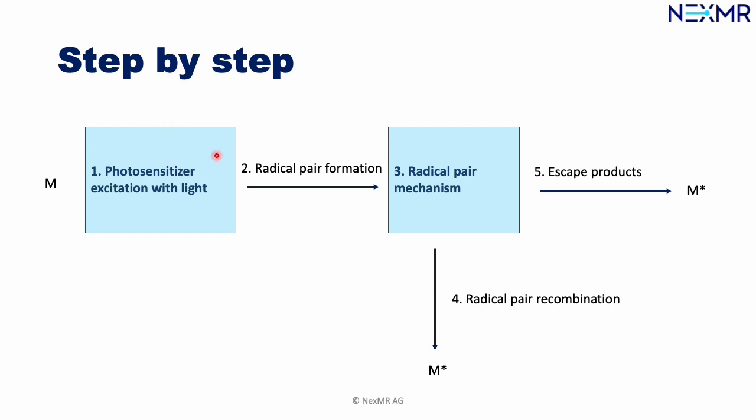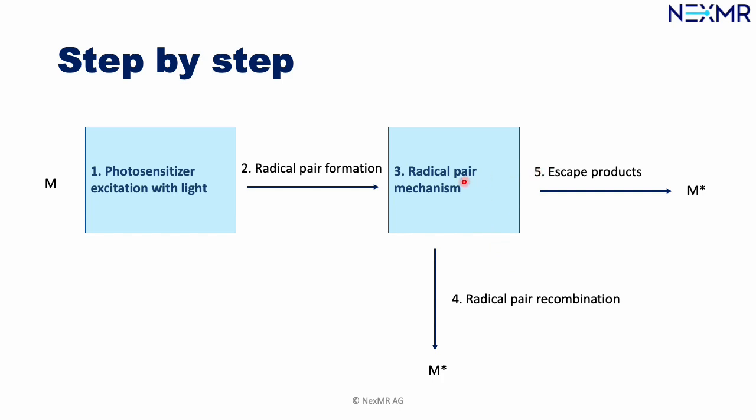So we are going to walk through the photo-CIDNP process step by step, and we are going to explain why we start from a molecule M to end up with a hyperpolarized molecule M. There are different steps that we are going to explore. The first one will be photosensitizer excitation. Then we are going to look at how we form a radical pair. Then we are going to have a quick look at the radical pair mechanism, which is what will create the hyperpolarization.